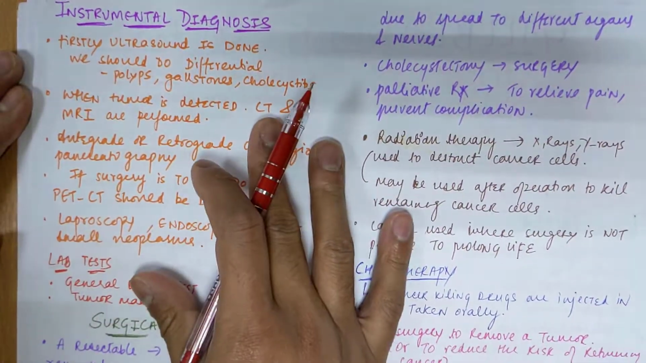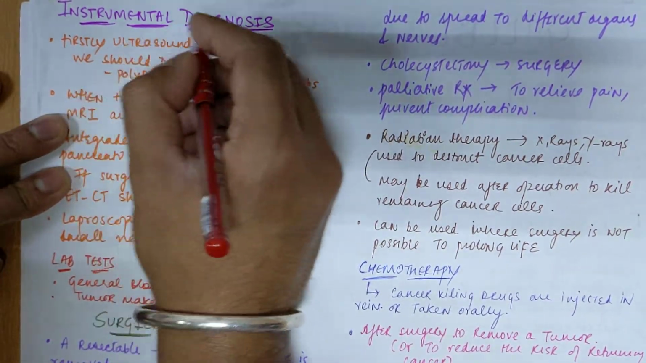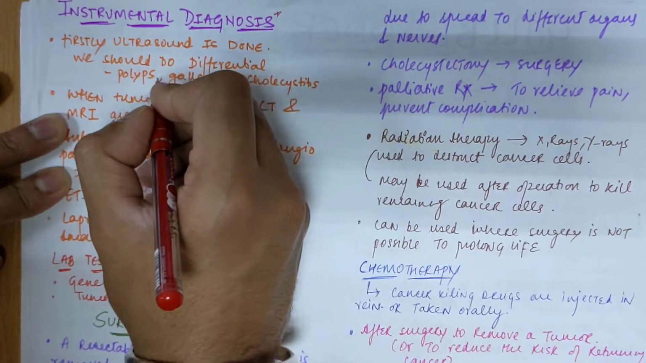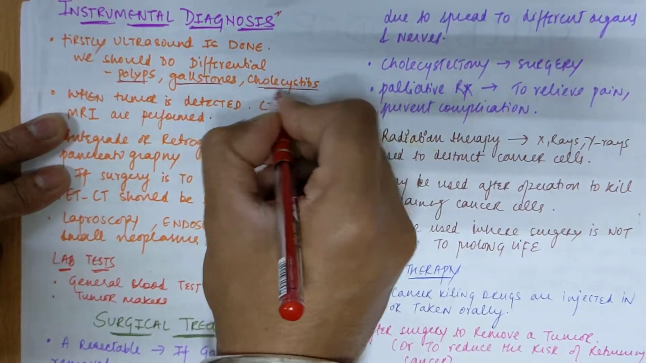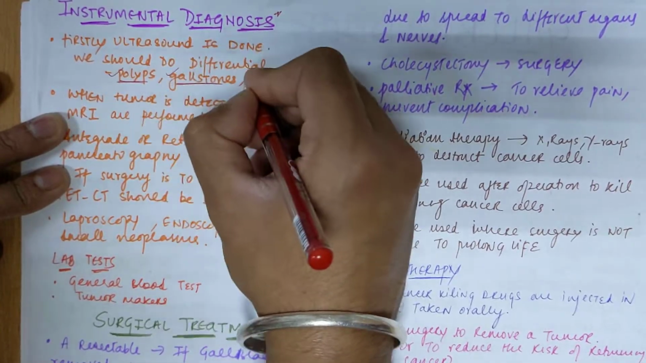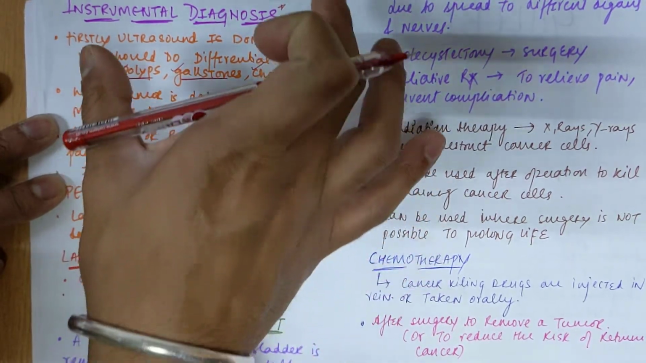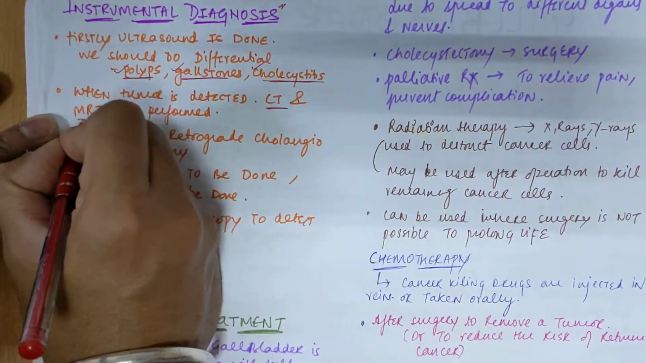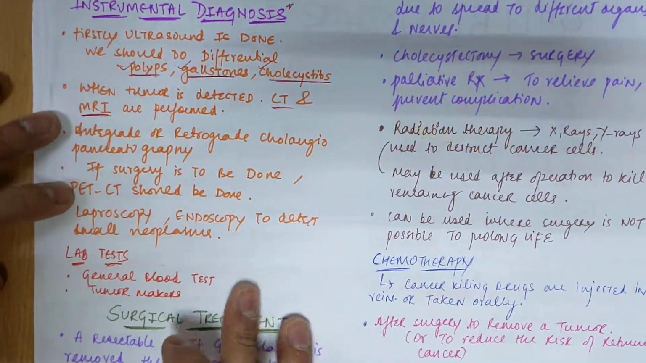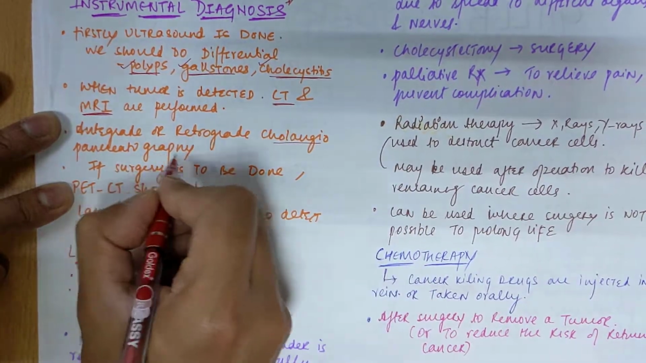Now the instrumental diagnosis, as I showed you the ultrasound. Firstly, ultrasound is done to confirm the diagnosis, and we should differentiate it from polyps, gallstones and cholecystitis. These diseases should be excluded before confirming the diagnosis of gallbladder cancer. If the tumor is detected, then a CT scan or MRI is performed. And further we can also do antegrade and retrograde cholangiopancreatography.